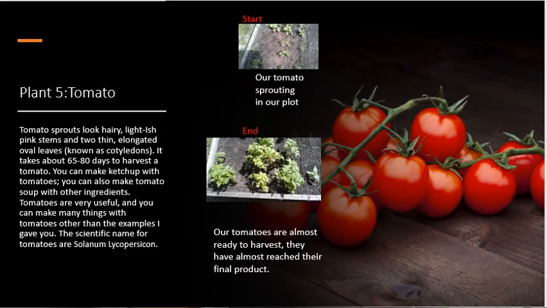Tomato plants have lightish pink stems and 2 thin elongated oval leaves. It takes about 65 to 80 days to harvest a tomato. Tomatoes are also very useful. You can make ketchup with it. And here are some of our pictures of tomatoes.